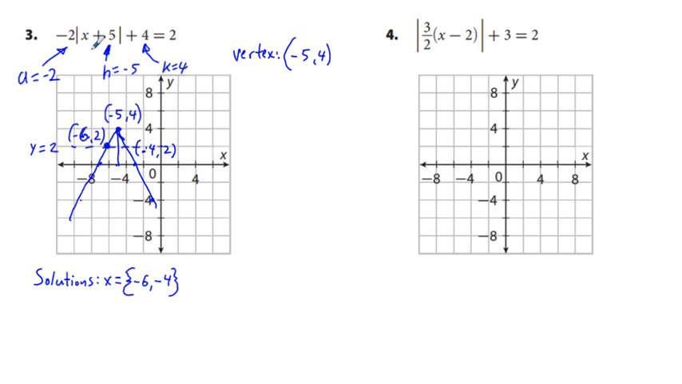Now how do we see if that's correct? Well, we can just plug in here. If we put in -6, we get -6 plus 5 is -1. Well, -1 becomes 1 in here, right? And 1 times negative 2 is negative 2. Negative 2 plus 4 is 2. Check. If we plug in negative 4, we get negative 4 plus 5 is 1. 1 times negative 2 is negative 2. Check. So these answers are checked.